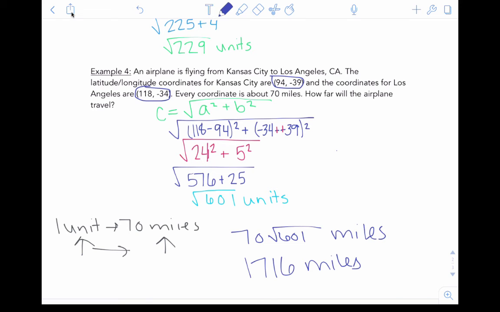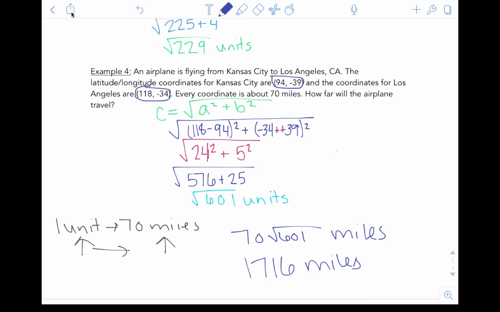And that might not be totally exact because, like this says, every coordinate is about 70 miles. So it's not exactly 70. And latitude and longitude is slightly different because as you get farther away from the equator, the coordinates get a little farther apart. So it's not exactly 70 also for that reason.